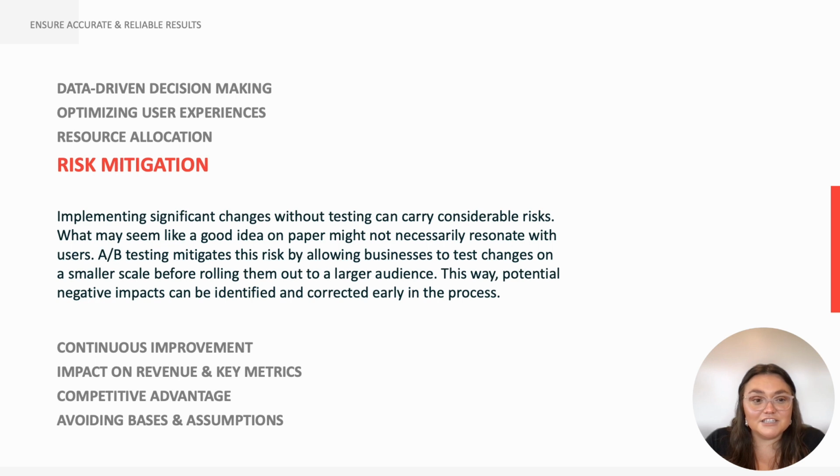Implementing significant changes without testing can carry considerable risks. What might seem like a good idea on paper might not necessarily resonate with users. A/B testing mitigates this risk by allowing businesses to test changes on a smaller scale before rolling them out to a larger audience. Essentially, fail fast. This way, any potential negative impacts can be identified and corrected, and hopefully completely prevented, early on in the process.